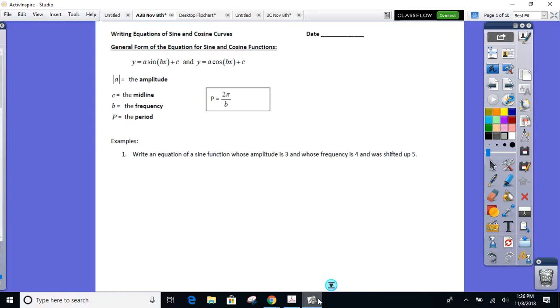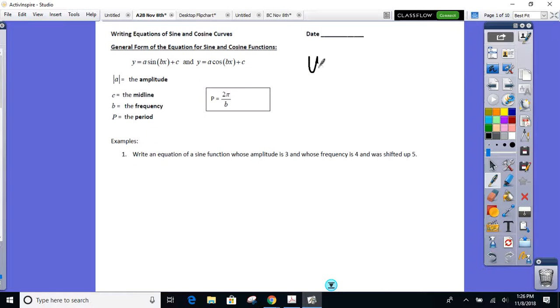You guys have done a lot of graphing for me, and we're still going to do that. But now I really want to work on, if I give you a graph or some information, can you now produce the equation? Let me give you some basics first before we hop right into this.